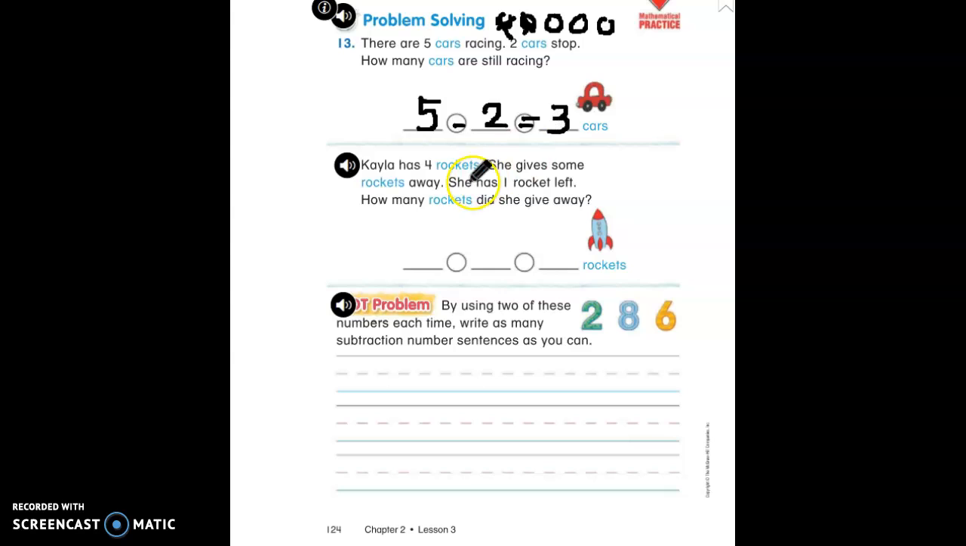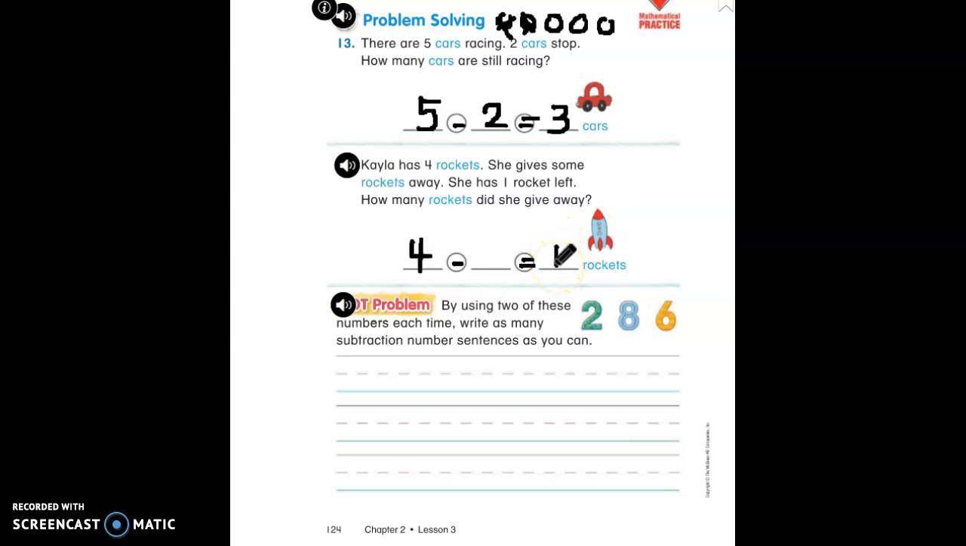All right, Kayla has 4 rockets. She gives some rockets away. She has 1 rocket left. How many rockets did she give away? Okay, so she has 4 rockets total. We want to know what we're going to subtract from 4 to equal 1 rocket left.